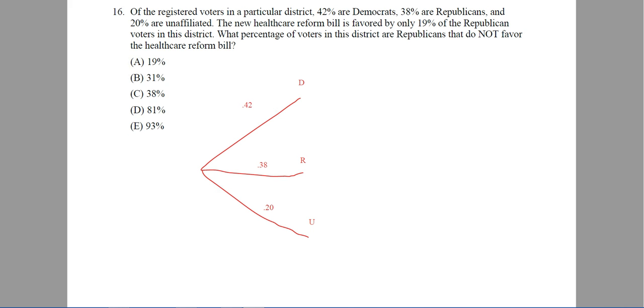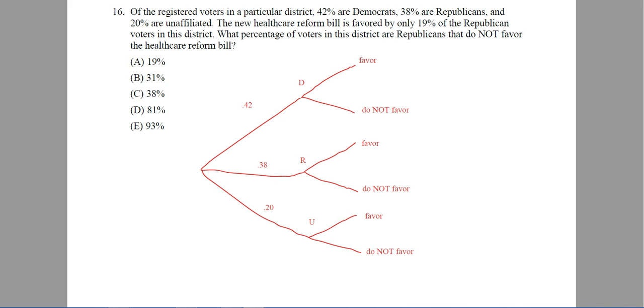Okay, so continuing on with the problem, it says the new healthcare reform bill is favored by only 19% of the Republican voters in this district. Okay, so now I know that there's some other event or outcome that has to do with whether people are in favor or opposed to this bill. So I'm going to add some additional branches here and label them as favor or do not favor. I could have written opposed, but I'm just trying to use the same language that the problem uses.